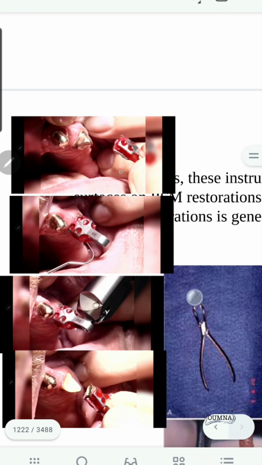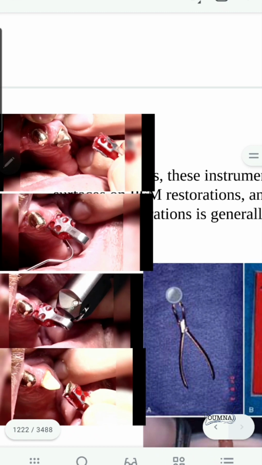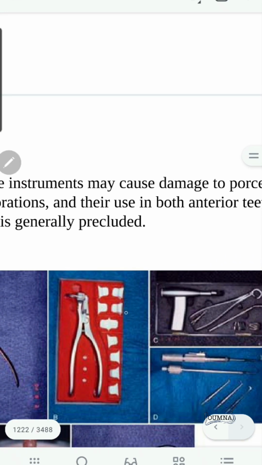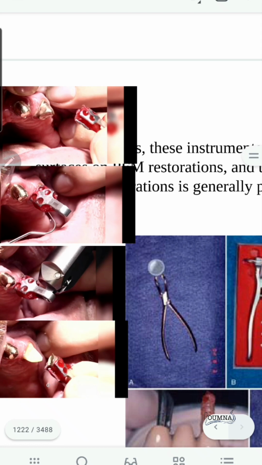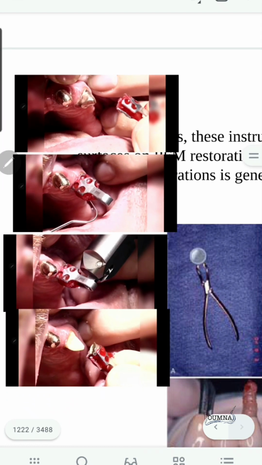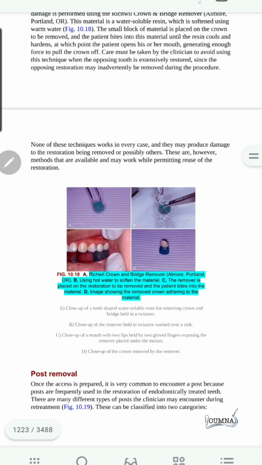Then we wait until it gets hardened. After that, we use this to give vibration that leads to the removal of the crown. This method is about using hot water to make this putty soft. Then we let the patient bite until it gets firm. Then we take it out and the crown is removed.